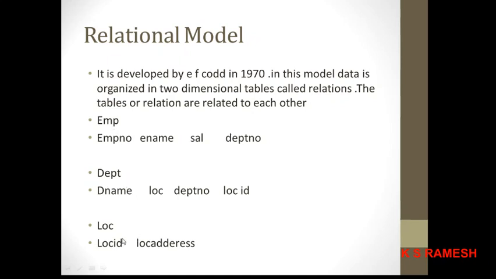Further, we want to establish the relationship with LOC. For that, we match the LOC ID in LOC with the LOC ID in DEPT. Once the relationship between LOC and DEPT is established, it is automatically established with EMP. So finally, the relationship is established between EMP and LOC, which is the relational database.